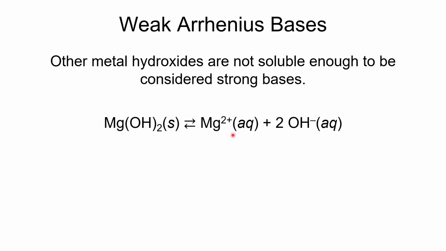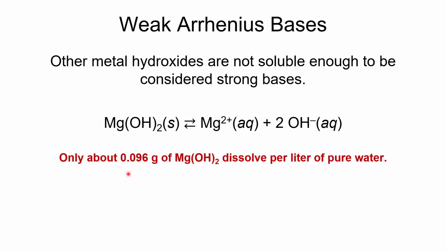You will get a little bit of magnesium and hydroxide, and to the extent that that happens, you increase the concentration of hydroxide in your solution. However, in 1 liter of water, only about 96 milligrams of magnesium hydroxide will dissolve in pure water, and that's at 25 degrees Celsius. So we will talk about these kinds of bases, how soluble they are, a lot more in the second semester.